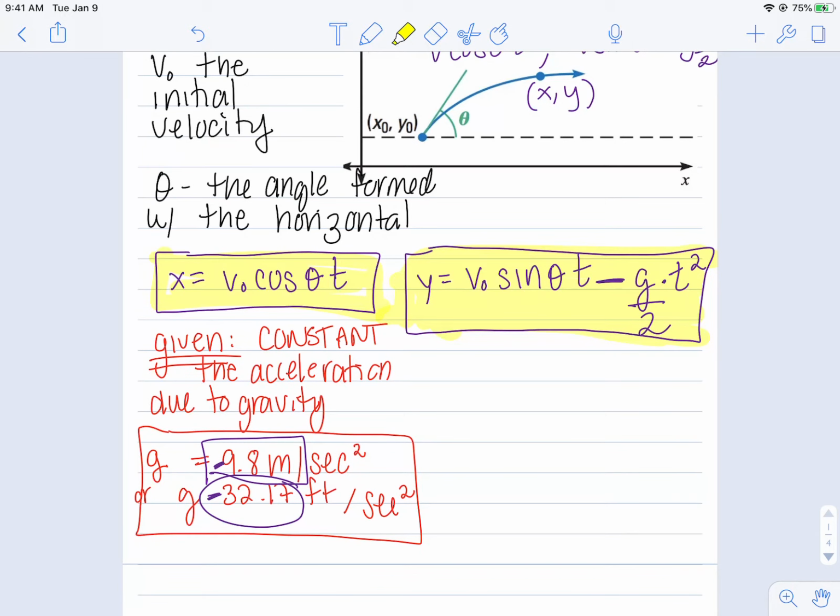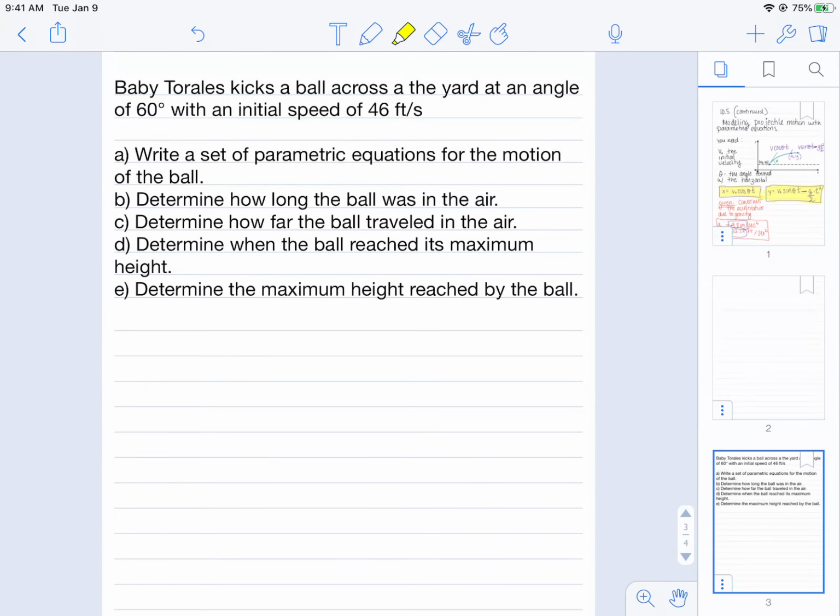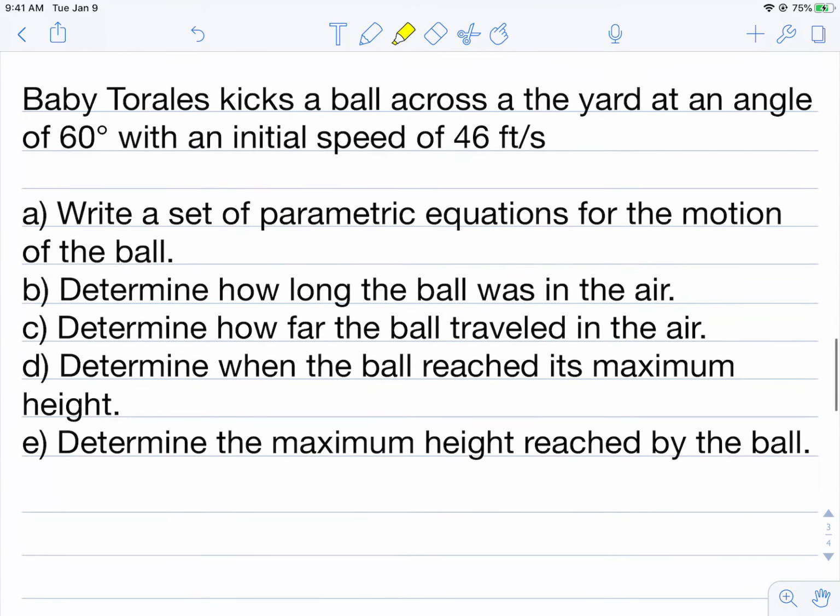Okay, example 1 for today. Baby Taralis kicks a ball across the yard at an angle of 60 degrees with an initial speed of 46 feet per second. Let's write a set of parametric equations for the motion of the ball. Then we're going to determine how long the ball was in the air and how far the ball traveled, then when the ball reached maximum height and what that height was.